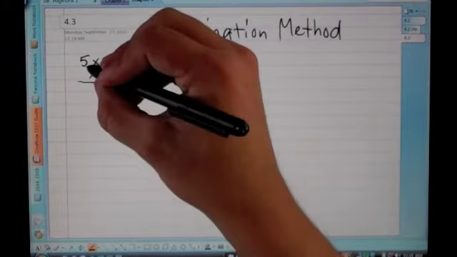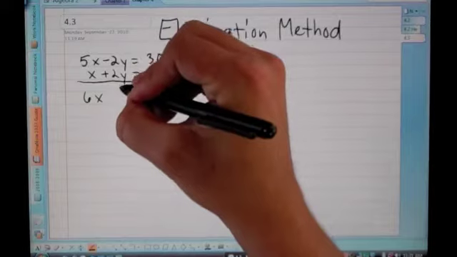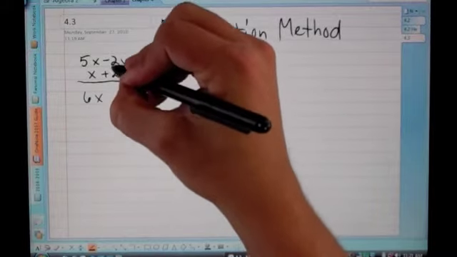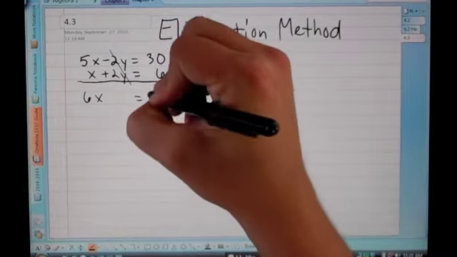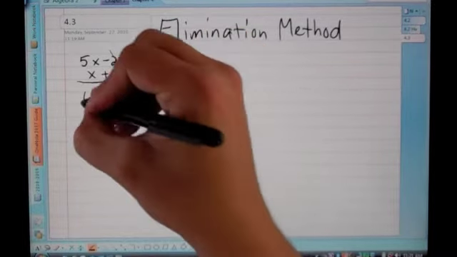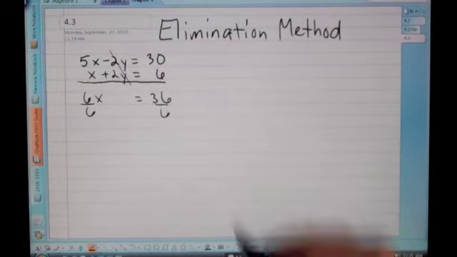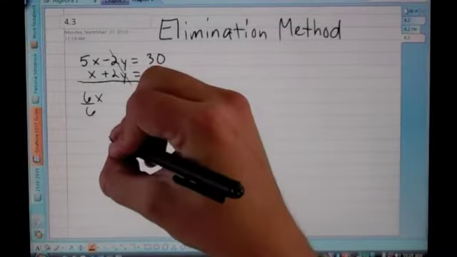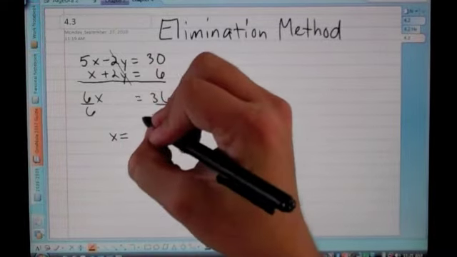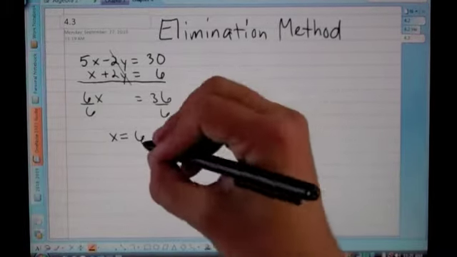So if I add straight down, I get 5x plus 1x is 6x. Negative 2y plus 2y equals 0, so those get eliminated. And I get equals 36. So now I'm just left with 6x equals 36. So I can divide by 6, which means that x is equal to 6. Okay? Now that solves for x, but we also need to solve for y.